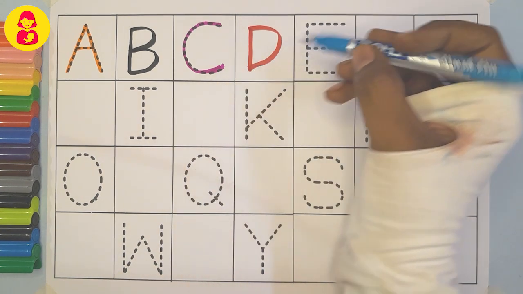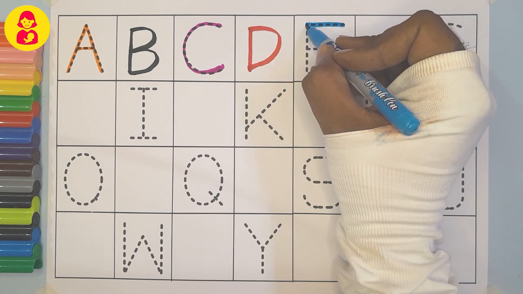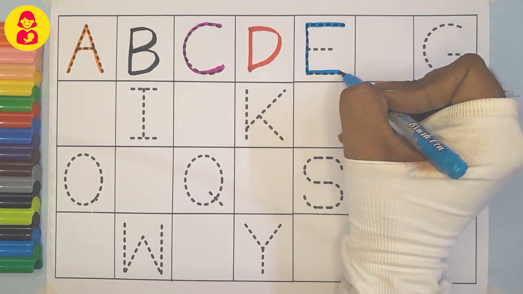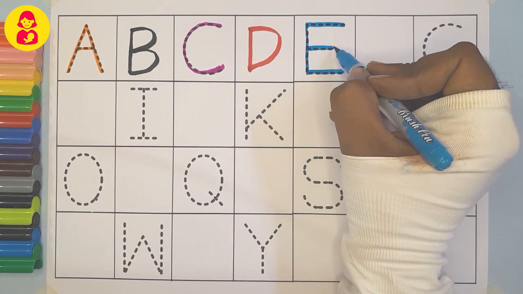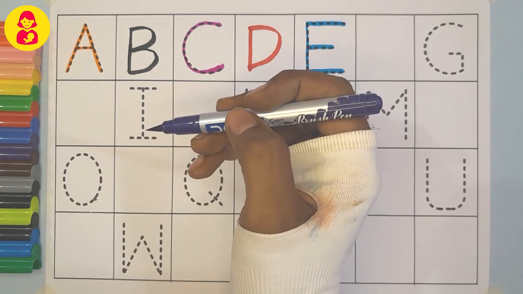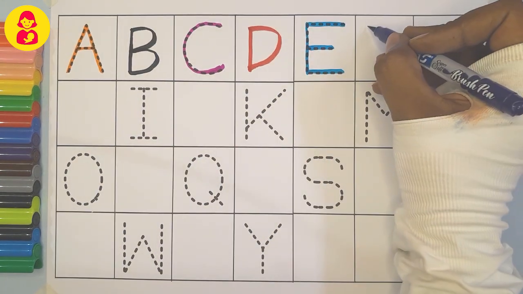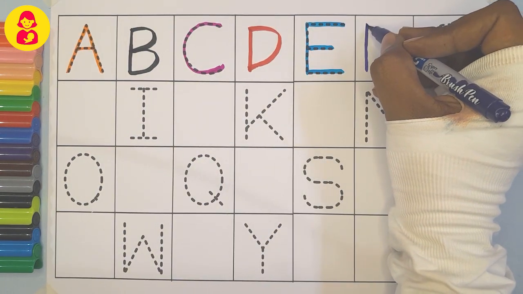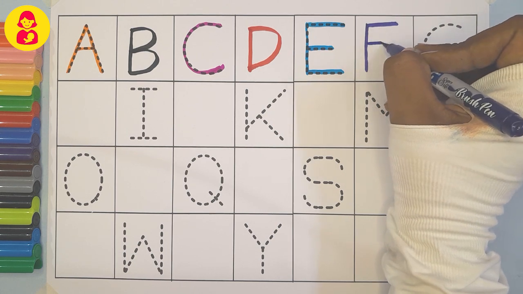Light blue color. E. E for elephant. E for elephant. Violet color. F. F for fish. F for fish.